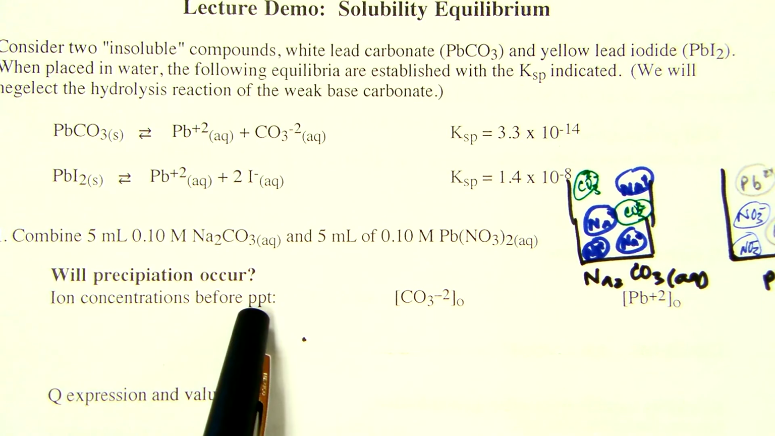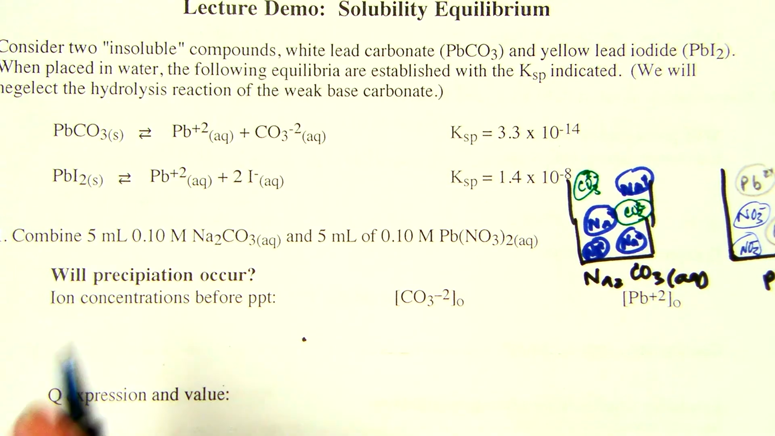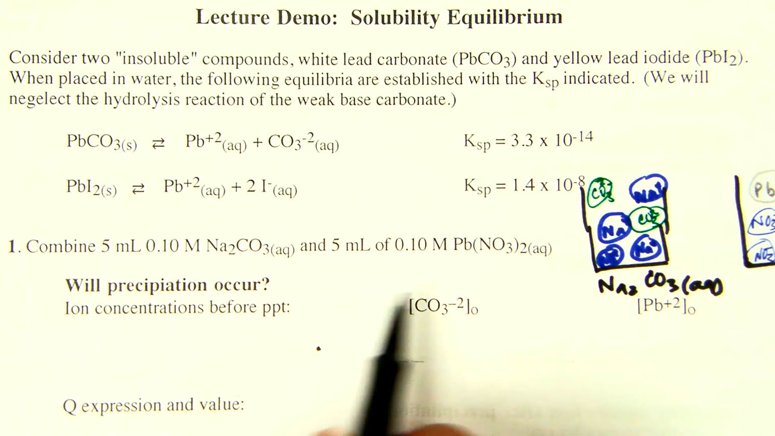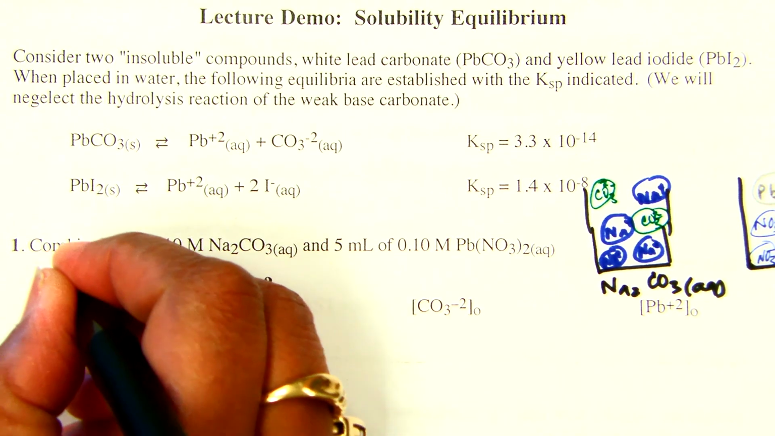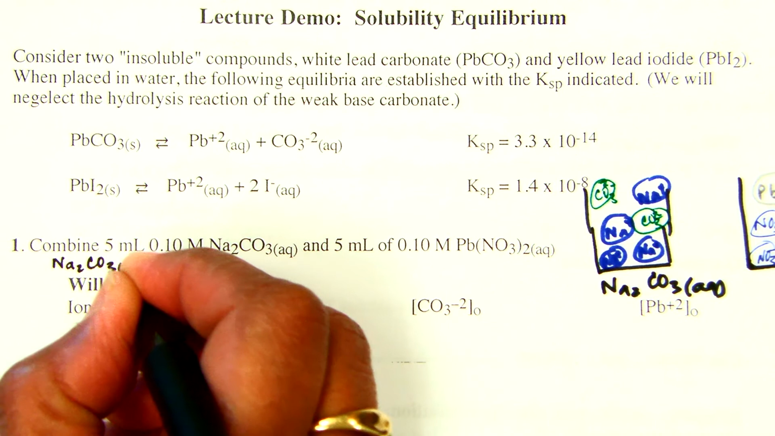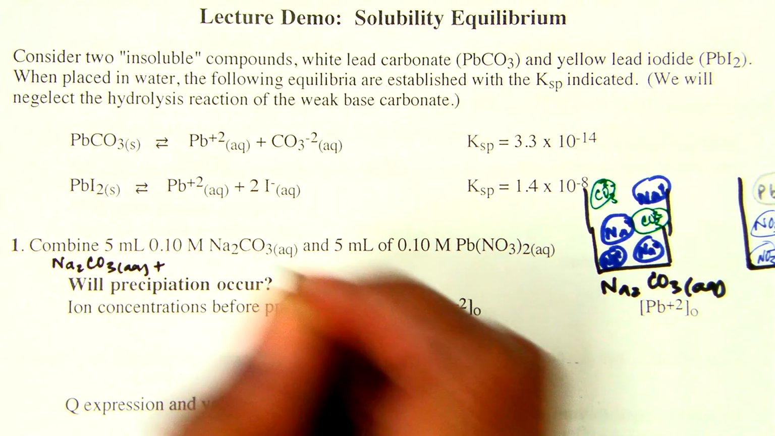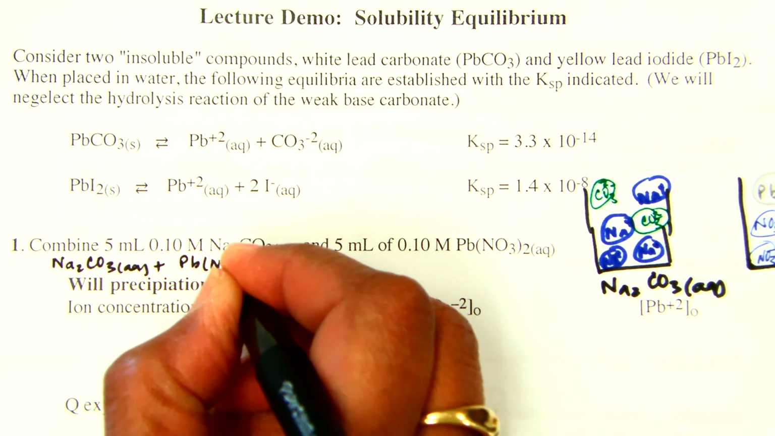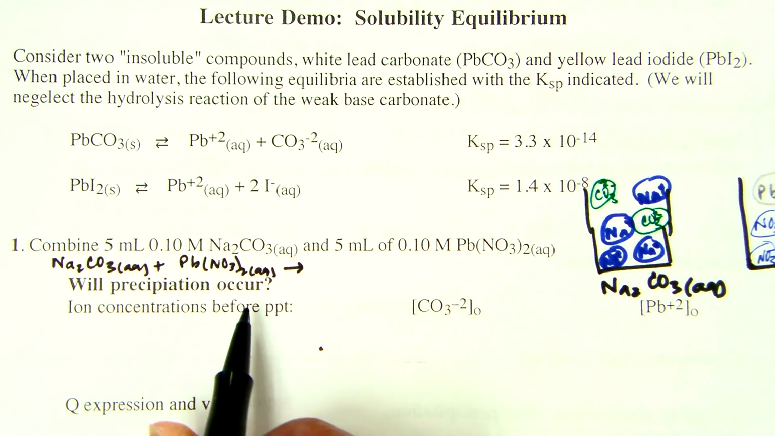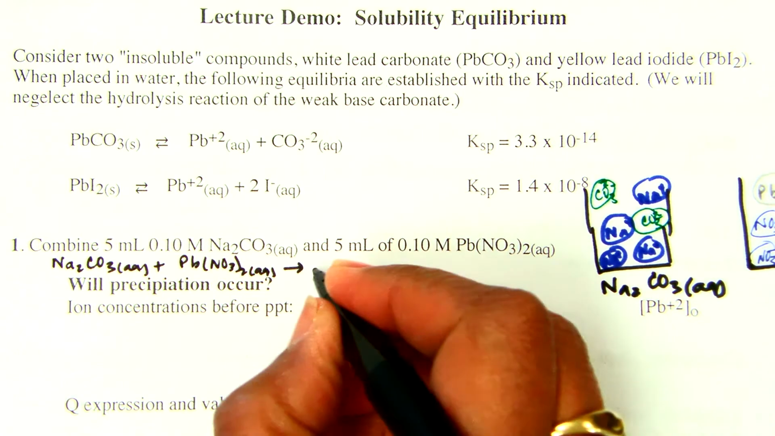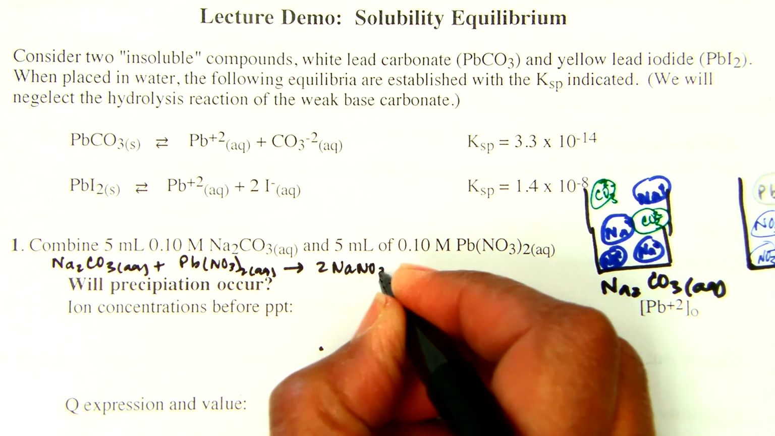I suggest you write the overall equation before that. They don't, because this is a college class and they know that they have mastered writing equations, but I suggest that you start here. So write the equation that will happen: sodium carbonate aqueous plus lead 2 nitrate aqueous. You know it's a double replacement reaction, single side arrow. Sodium goes with nitrate, so 2NaNO3 aqueous and PbCO3 precipitate.